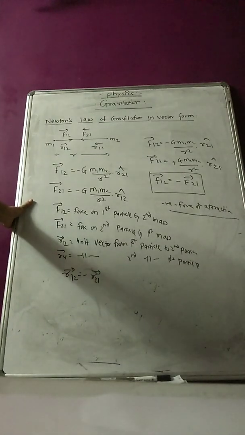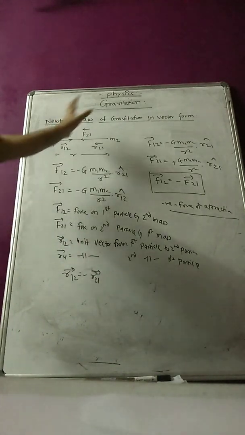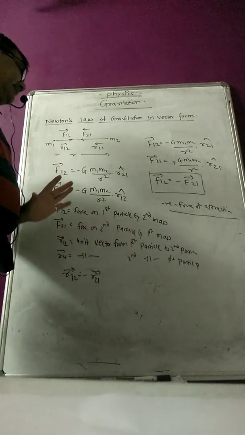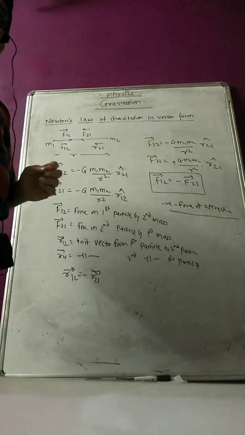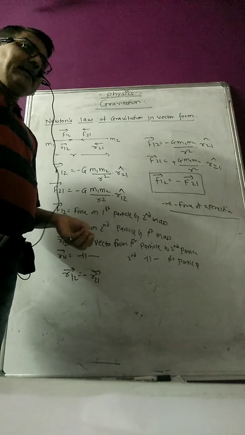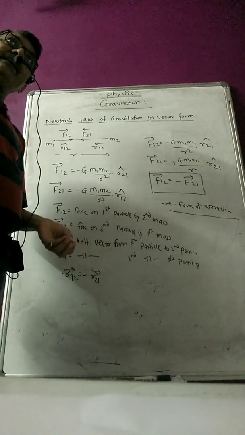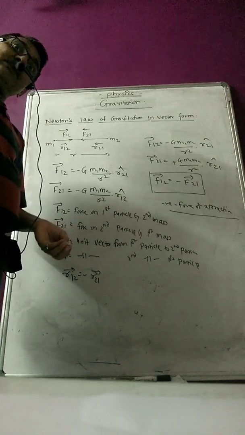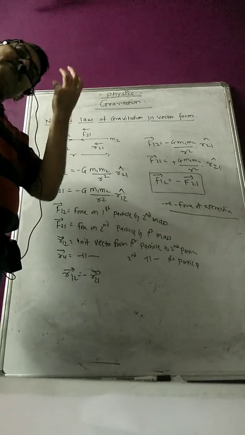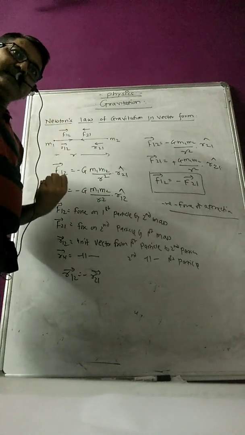So that will be your Newton's law of gravitation. Once you got that F12 is equal to minus F21, now some question arises. Sir, this is Newton's law of gravitation in vector form. Now the question arises: if you are throwing an apple or any body above the surface of the earth, then why does this body fall towards the ground only?